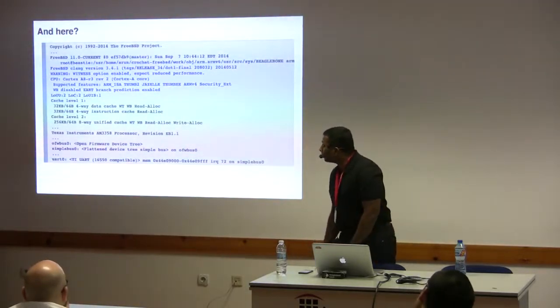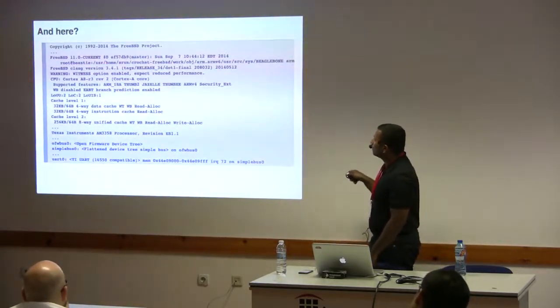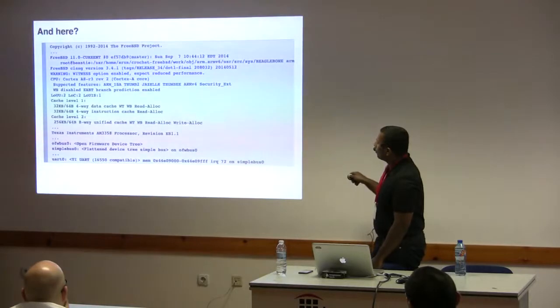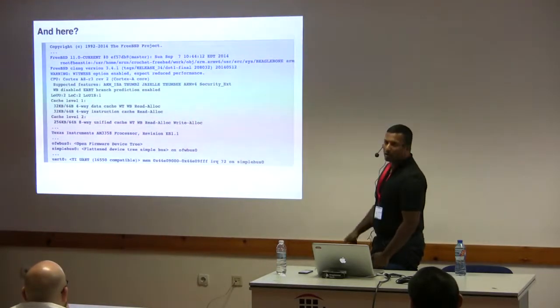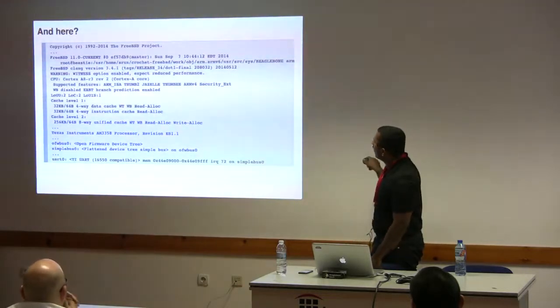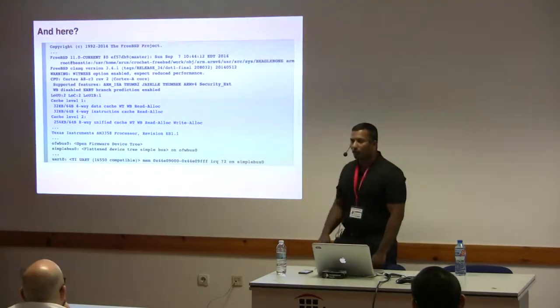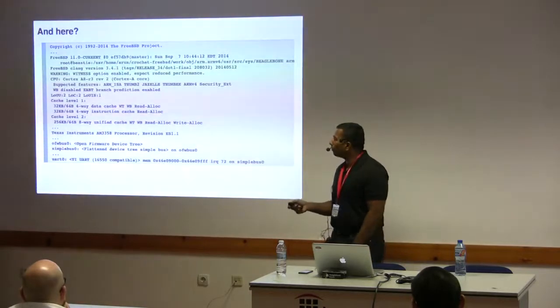If you look at the logs a little more carefully, it's FreeBSD 11-current, and it's got a weird revision because I use Git. I used Crochet to build the image, and we'll talk about what Crochet is. I use the standard BeagleBone config, and it's built on ARM. FreeBSD is interesting in that it builds the system with Clang, even on ARM.